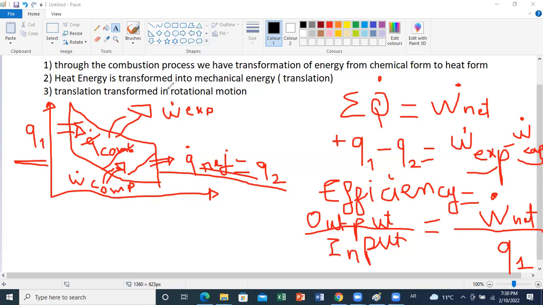How can you make your system more efficient? You can make the rejected heat useful. This is what we call heat recovery. Okay? When you have heat recovery, the waste heat is used somewhere else.